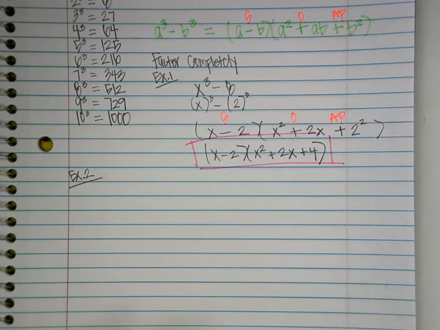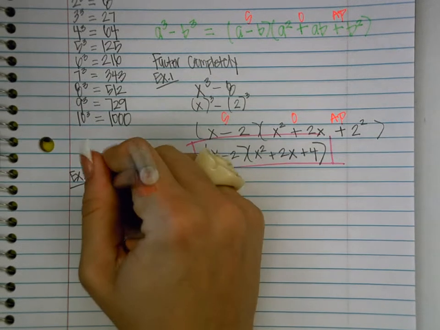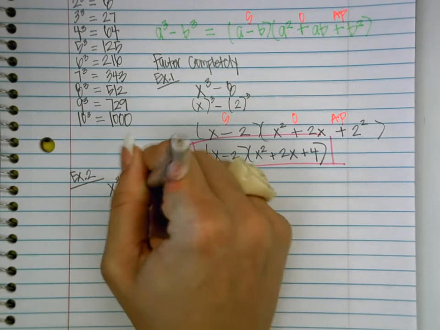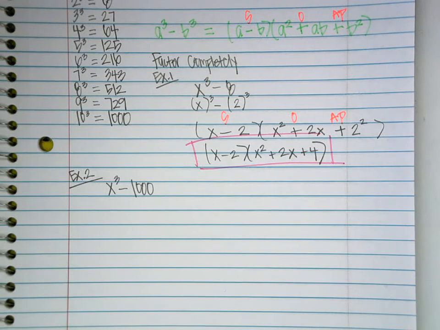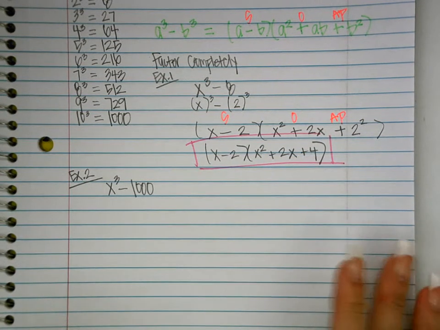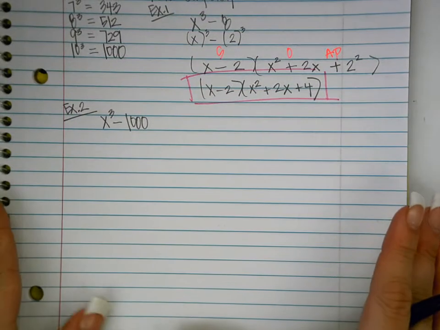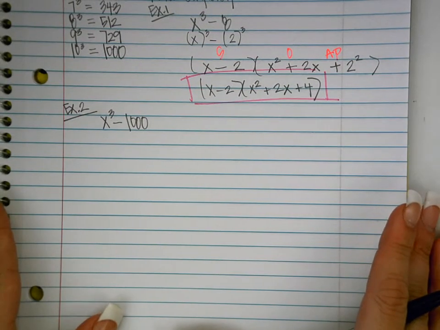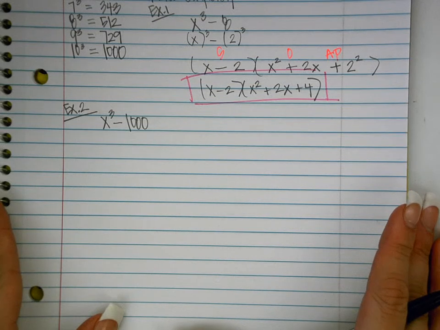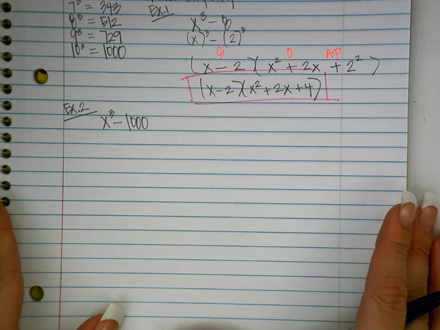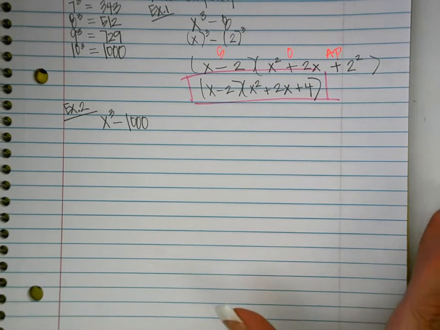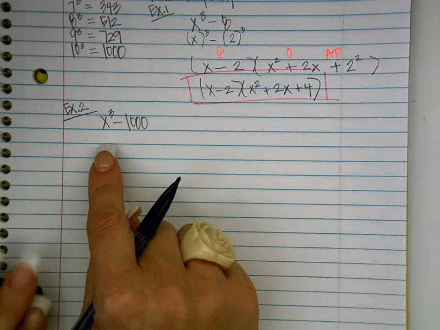Okay, let's try another one. I would like you to now try x cubed minus 1,000. What if the 8 was another variable? We'll get there. Okay, so with this one, what's the first thing being cubed?